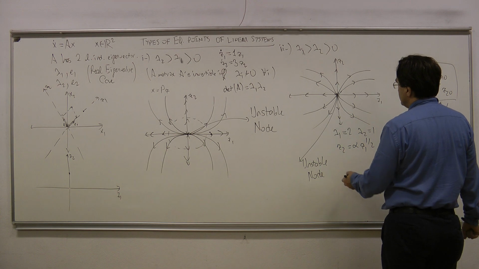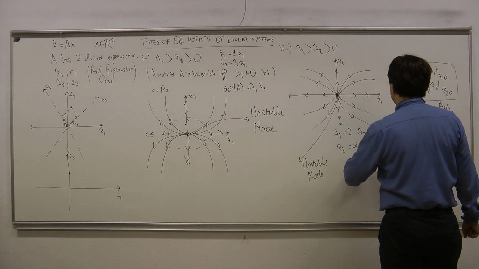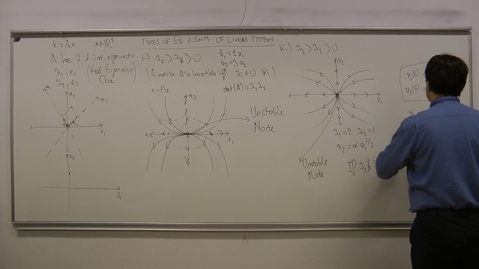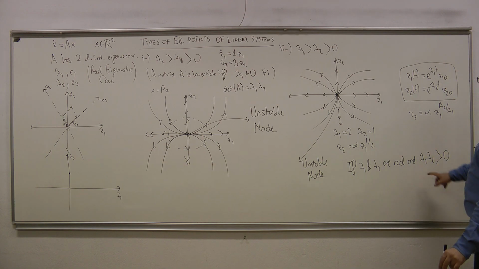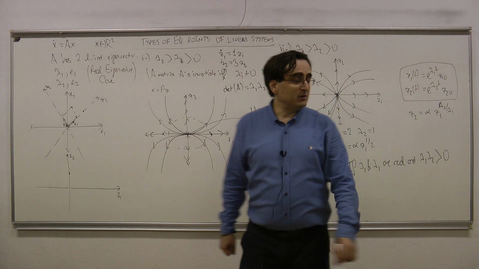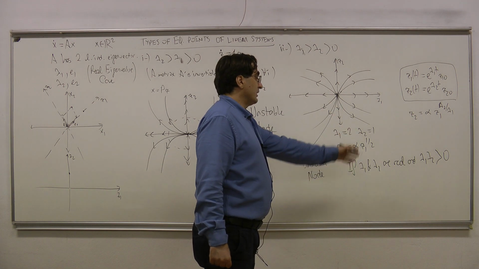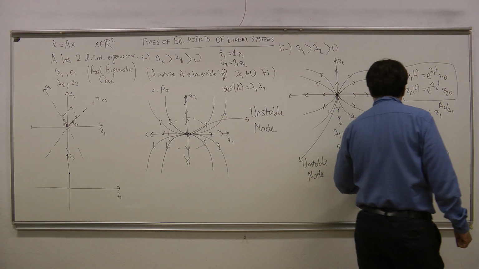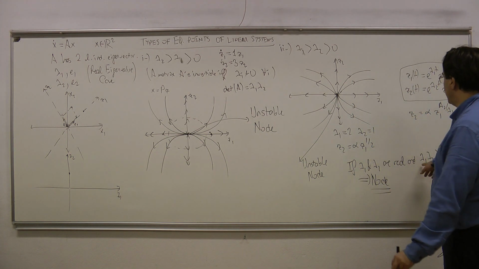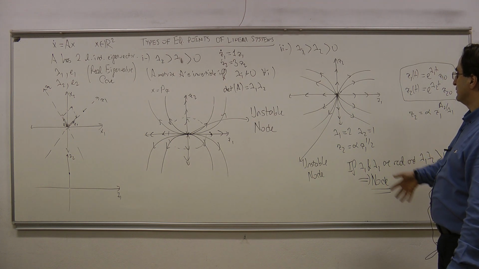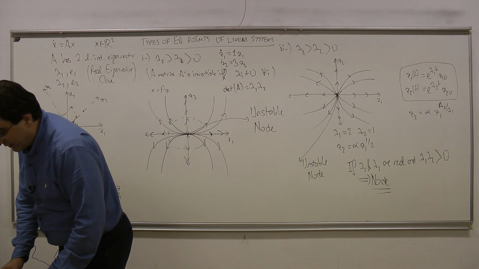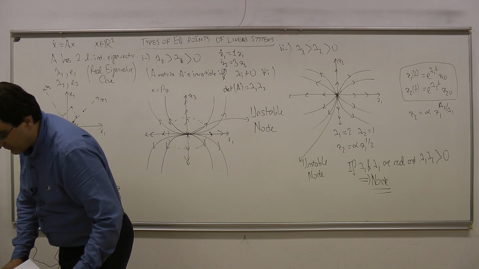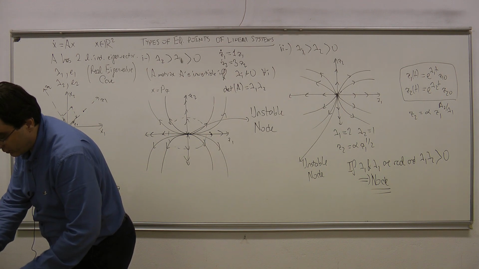So here the naming is just like this. If lambda 1 and lambda 2 are both real, and if they have the same sign, which means that lambda 1 times lambda 2 is strictly greater than 0, that is, I'm assuming them to be non-zero, and they have the same sign, then the equilibrium point is going to be called a node. Okay? And depending on whether lambda 1 and lambda 2 are positive or negative, we determine the stability of that equilibrium point. If the eigenvalues are both negative, then it's going to be a stable node. If they're both positive, then it's going to be an unstable node.